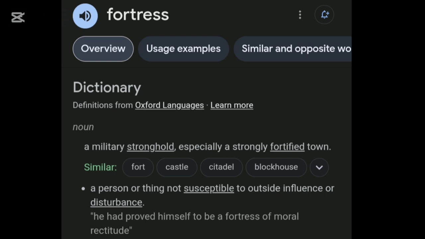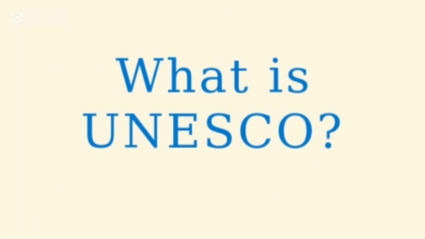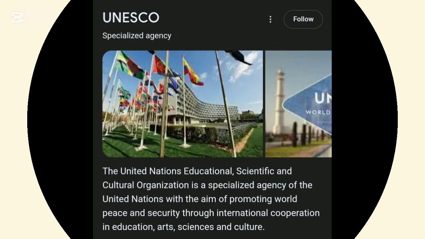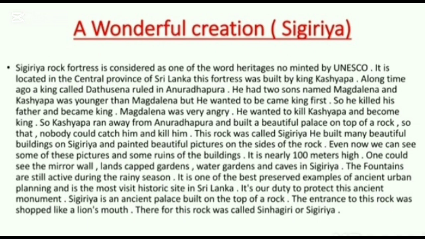There is an example sentence also. He had proved himself to be a fortress of moral rectitude. Sigiriya Rock Fortress is considered one of the World Heritage sites nominated by UNESCO. Did you know about UNESCO? The United Nations Educational, Scientific and Cultural Organization. It is located in the Central Province of Sri Lanka.